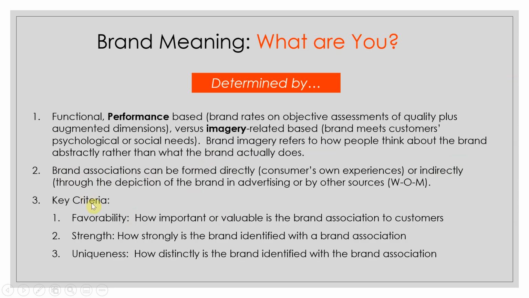There are three major key criteria in brand meaning, right? Favorability, strength, uniqueness. Just remember FSU, not Florida State University, but favorability, strength, and uniqueness. There are three key criteria of brand association or brand meaning. Favorability is about how important and valuable the brand association is to the customer, right? And strength is about how strongly the brand is identified with the brand association. And uniqueness is about how distinctly the brand is identified with the brand association.